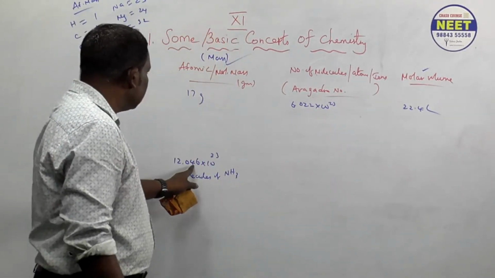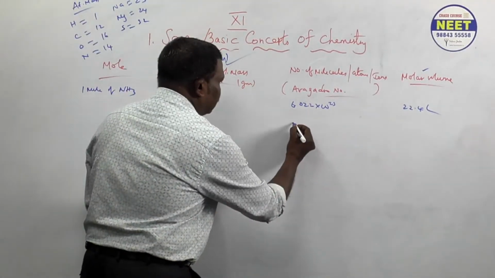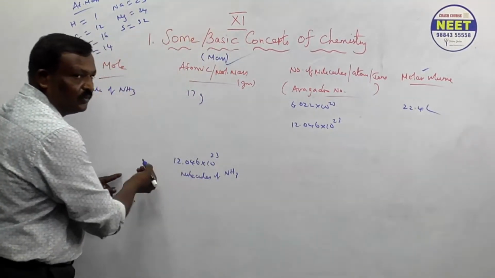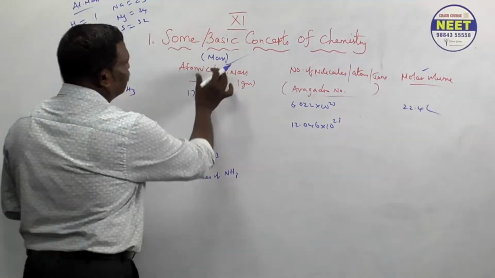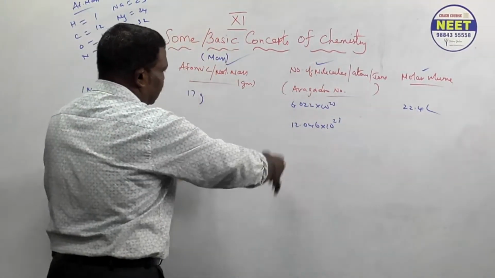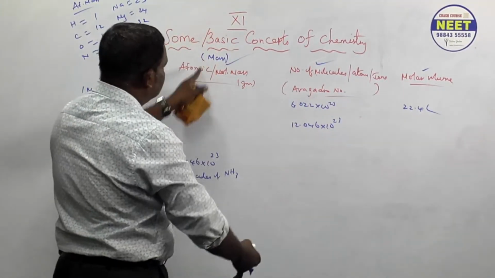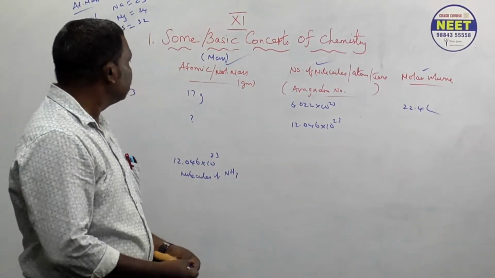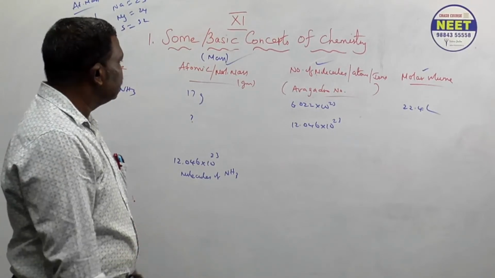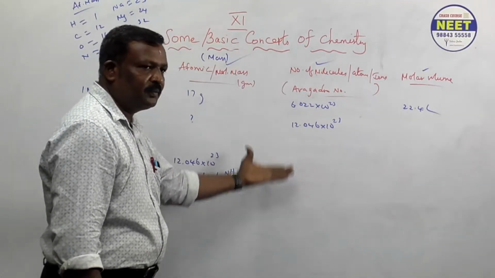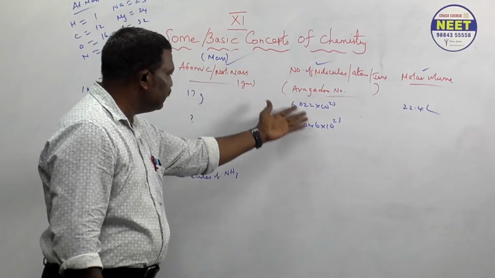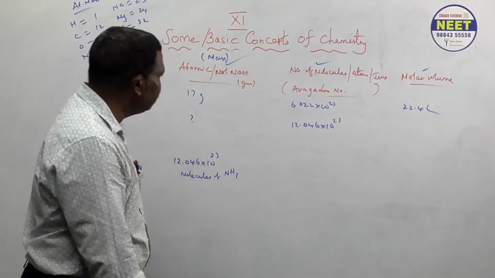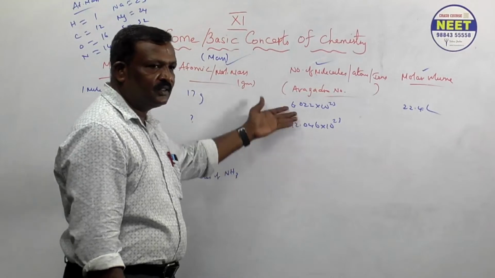What's given? 12.046 into 10 power 23 molecules. Calculate the mass. Mass means this and this you have to compare. So these two quantities only we have to compare. This is given, and this is unknown. Simple, understood.